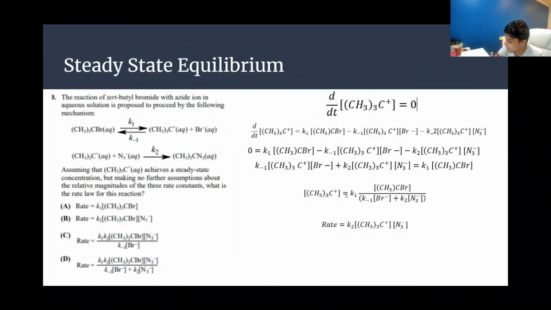Now plugging the concentration of CH3C+ and its rate constants, our rate laws, into this, we will get D. It's a little confusing at first, and I hope I explain it well, but essentially it's just algebra. The key thing to realize is that the change in concentration will equal zero, and is equal to the forward rate minus the backward rate minus the consumption.